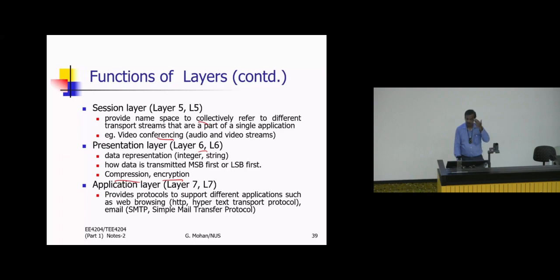Finally comes the application layer, which communicates with the user. We use the application layer app, right? So an application layer protocol is different from an application. For example, email is an application. SMTP, Simple Mail Transfer Protocol, is the protocol for this application. Similarly, web browsing is an application. HTTP, HyperText Transfer Protocol, and HTTPS are the protocols for web browsing. Similarly, FTP, File Transfer Protocol. Different protocols are there.